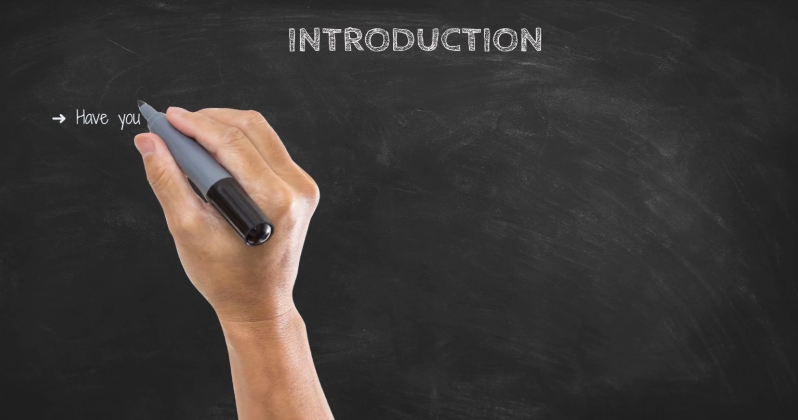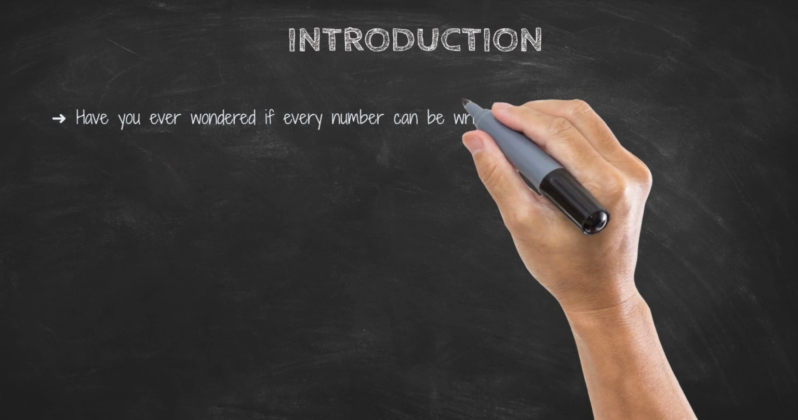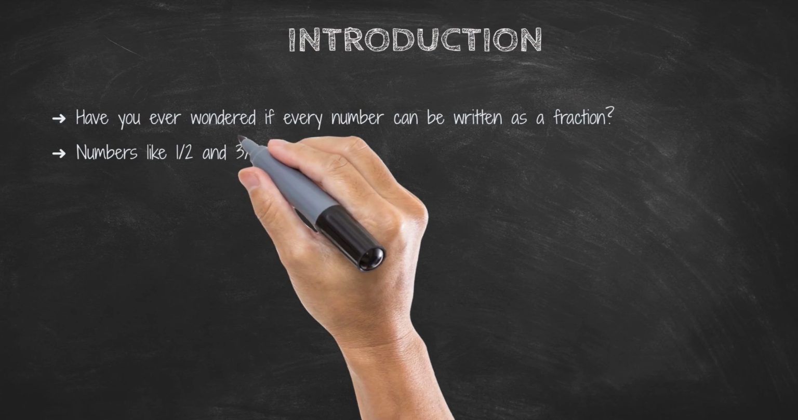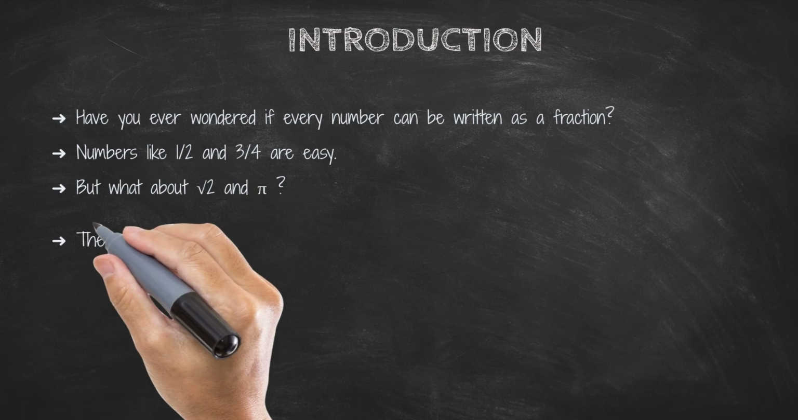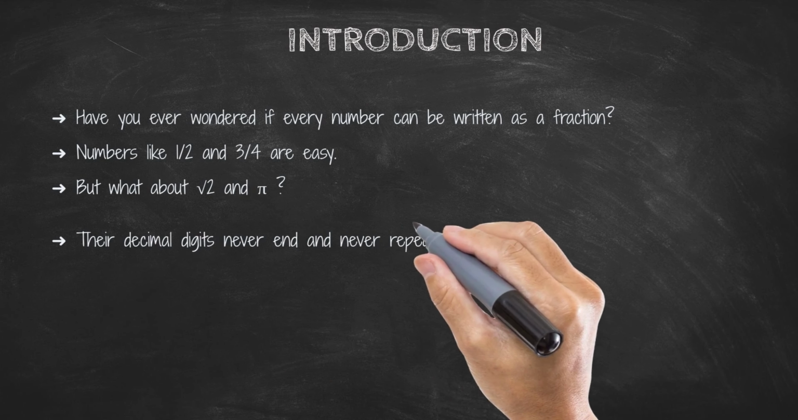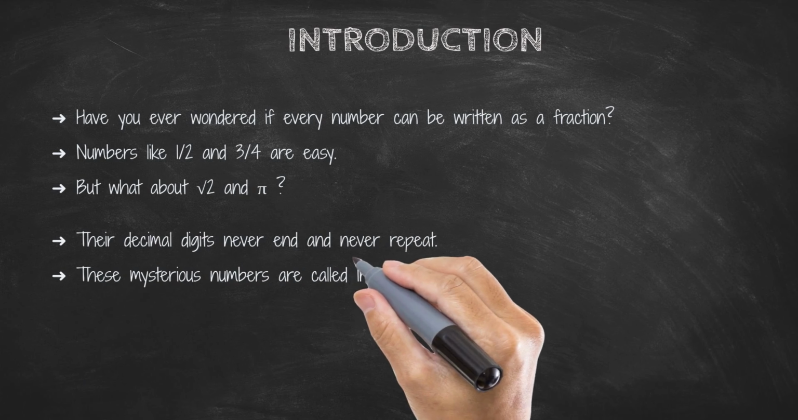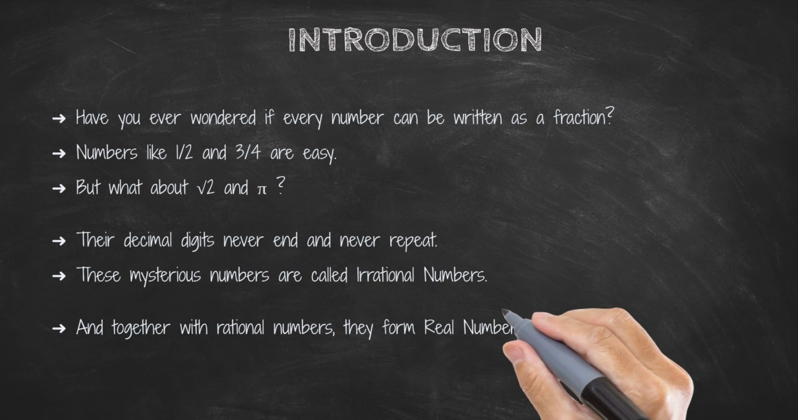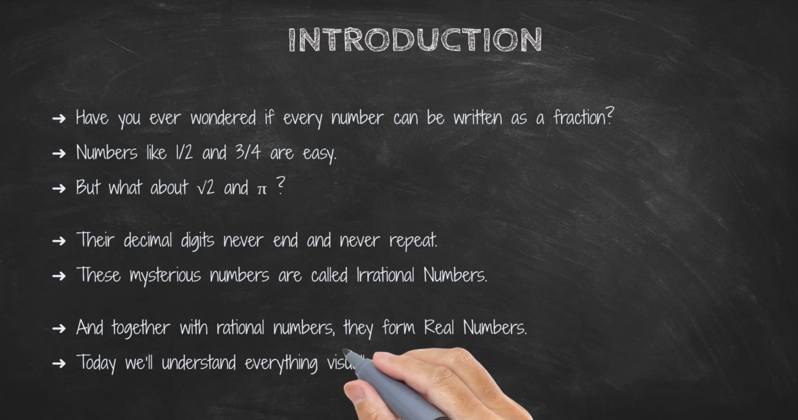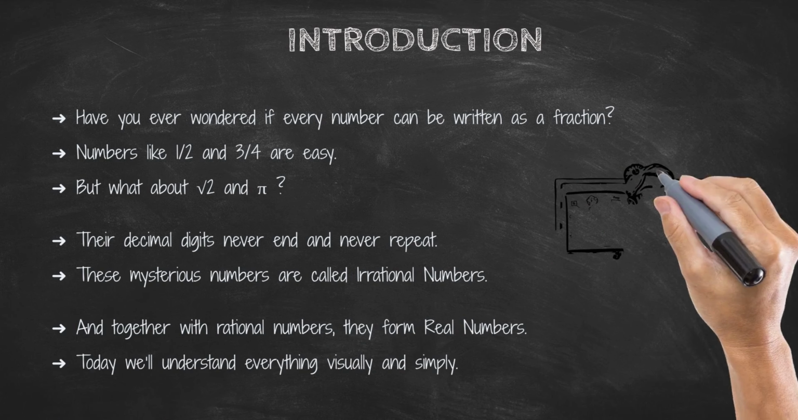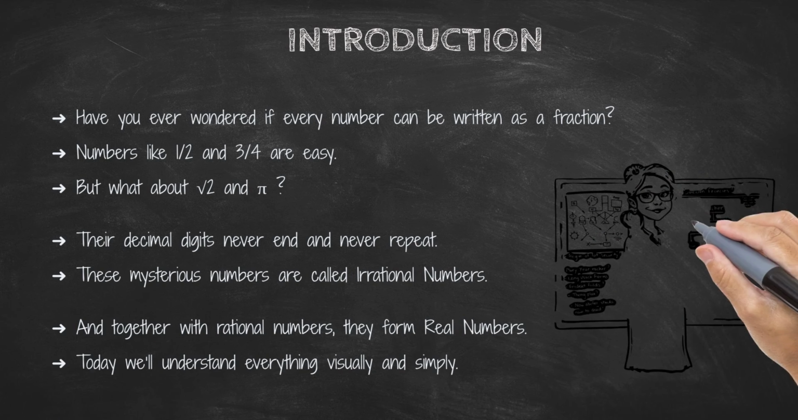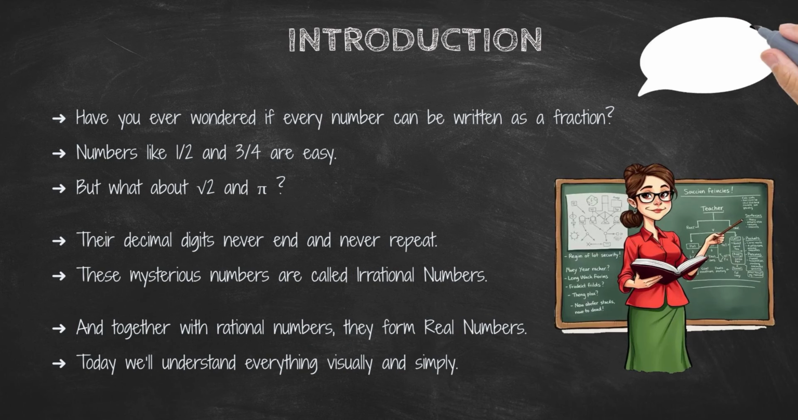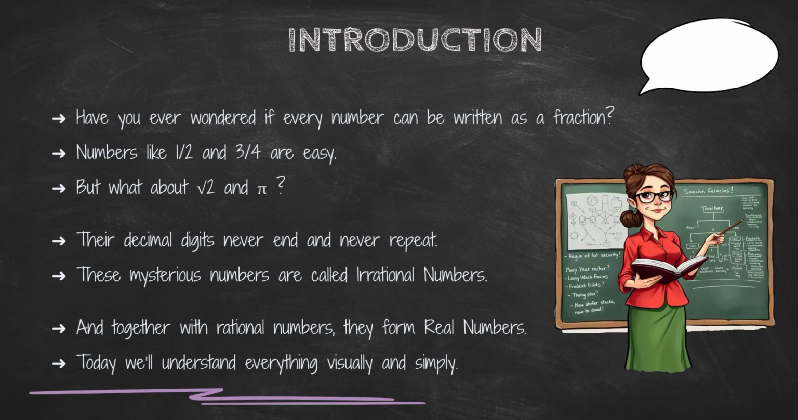Introduction. Have you ever wondered if every number can be written as a fraction? Numbers like 1/2 and 3/4 are easy. But what about square root 2 and pi? Their decimal digits never end and never repeat. These mysterious numbers are called irrational numbers. And together with rational numbers, they form real numbers. Today we'll understand everything visually and simply.